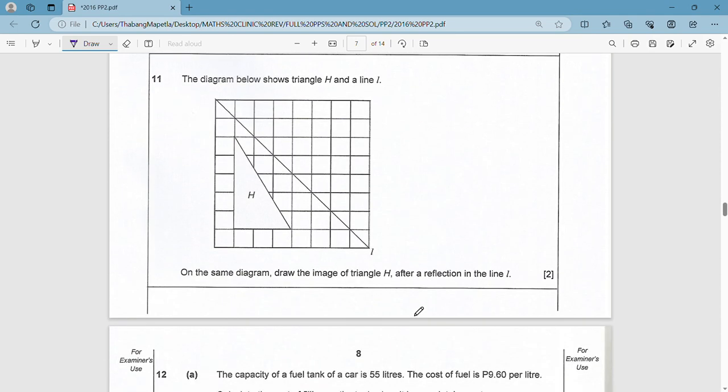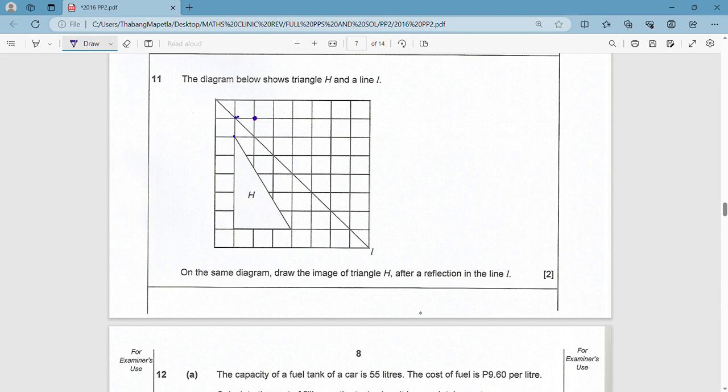Then next, question number 11 says the diagram below shows triangle H and line L. So it says on the same diagram, reflect about the line L. Myself, I just make sure I walk 90 degrees towards this thing, or I count. Let me count now, count into the line. So it's going to be 0, 1, and then for me 90 degrees, 1. So this should be one of my corners.